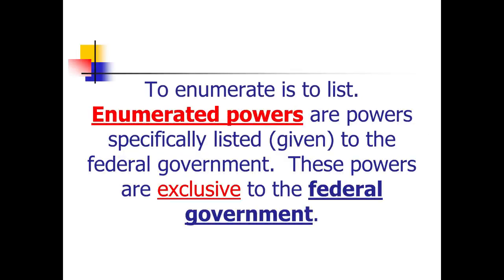So, first we need to know about enumerated powers, and this is a bit of a review. Enumerated powers are those specifically given to the federal government, so we call them enumerated, expressed, delegated. This is stuff that goes right to the federal government. These powers are exclusive to the federal government, so no one else has these powers. It's just the national government. So you'll hear me use that phrase interchangeably, national, federal. It's the same thing in this context. Don't get confused with the context of federalists or federalism in the constitutional convention sense.